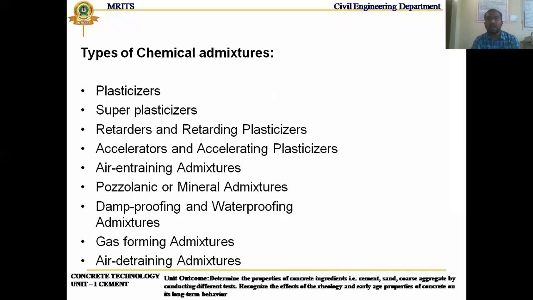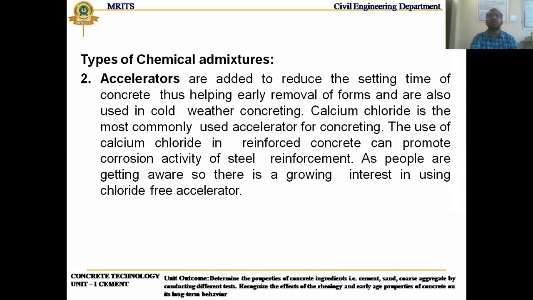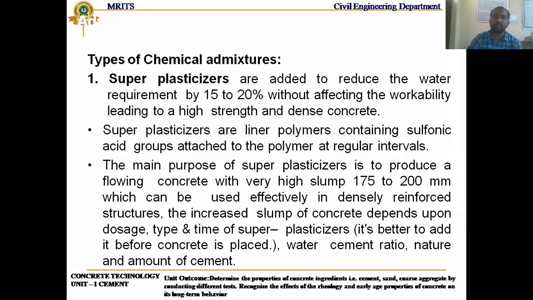And types of chemical admixtures. So there are many types of chemical admixtures we can take into characterization. Some of them are plasticizers, superplasticizers, retarders, retarding plasticizers, accelerators, and accelerating plasticizers, air entraining admixtures, damp proofing ones, gas forming admixtures, and air retaining admixtures. So we'll discuss the types of admixtures now.